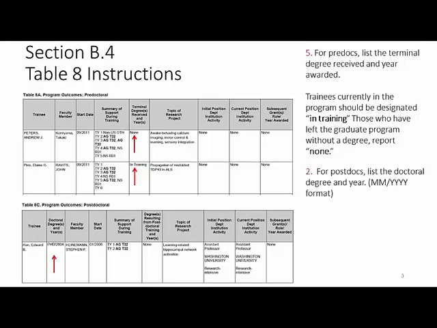For postdocs, which is the lower half here, they want to know when they received their doctoral degree, and if they're in a degree seeking program right now. Most times when we have a research postdoc here, they already have their degree, so they're not in a degree seeking program. However, you might have a PhD in an MD program, so they are seeking another degree. You would put that here once they receive it.